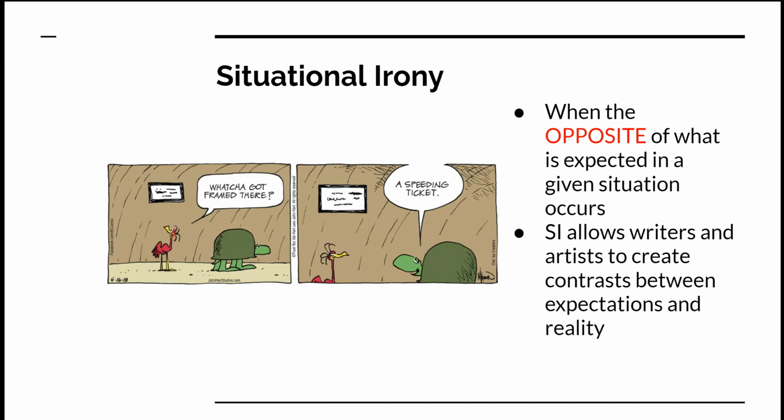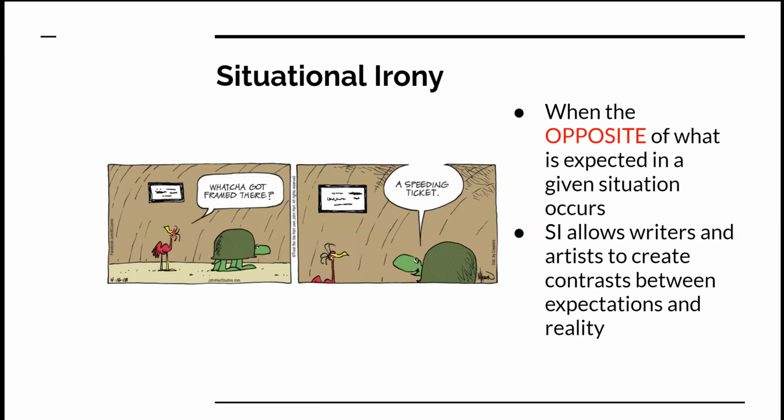Situational irony is when the opposite of what is expected in a given situation occurs. So, whatever we would normally expect, those expectations are subverted and we see the opposite. Now, that word opposite is important to keep in mind. Obviously, there's a subjective quality to what is the opposite of a situation, but you want to generally keep it within those parameters. You're thinking opposites.